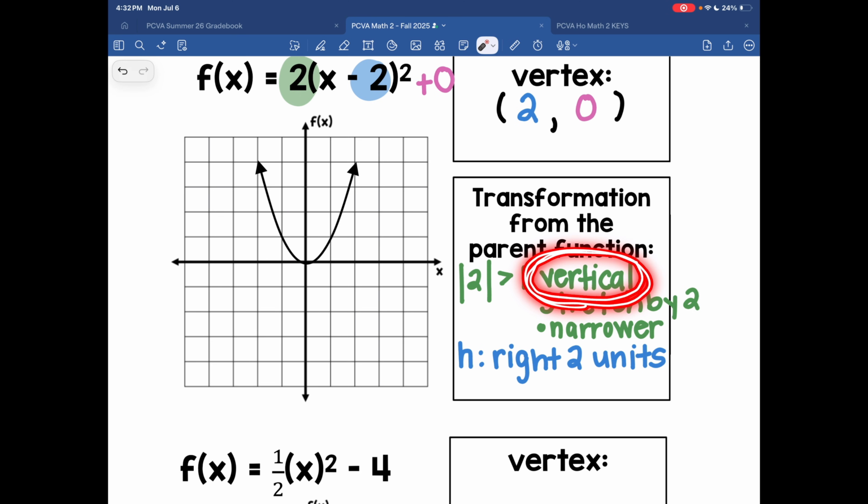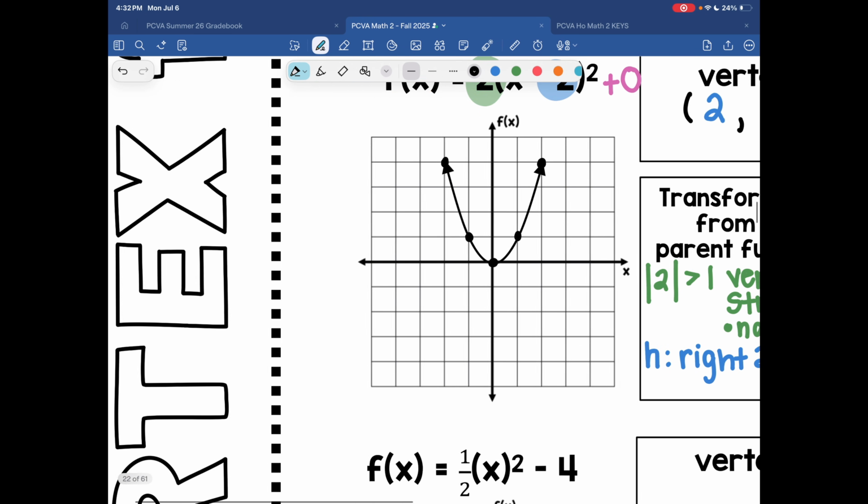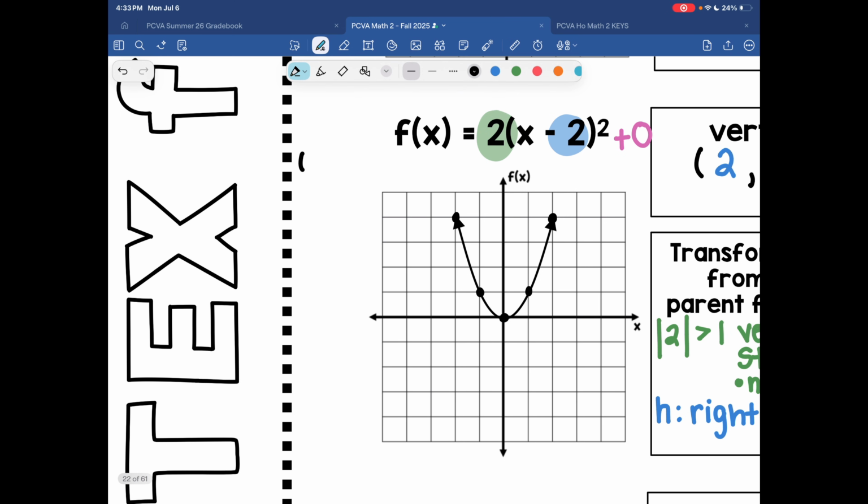So vertically, we are going to be doing something. So vertical means the y value. So if I look at these original points that I have of my graph, I'm going to multiply each of the y values by 2. So I'm going to show you on the side here so you can see what I'm talking about. So I'm going to list each point. So I have -2 and 4. Then I have -1 and 1. Obviously I have 0, 0. And then I have 1, 1, and 2, 4.